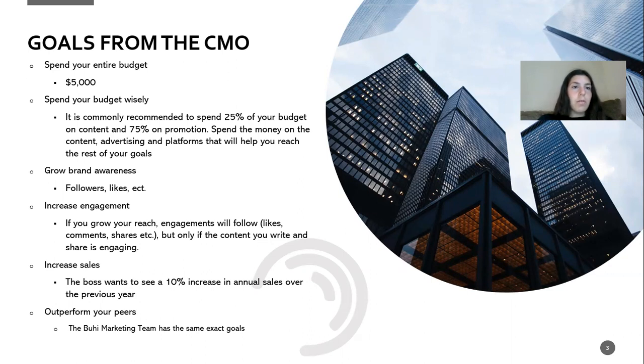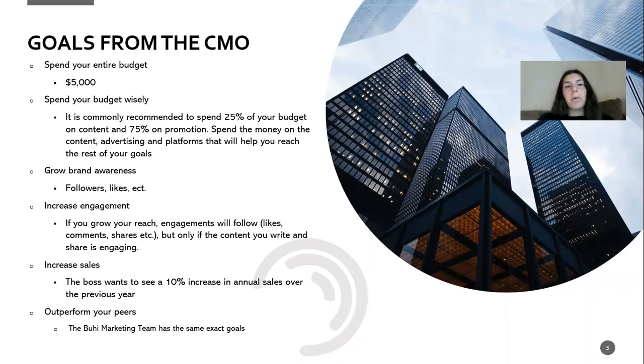Then we were asked to spend our budget wisely, which meant spending 25% of the budget on content and then 75% on promotion of that content. Then to grow brand awareness with that budget, which would be our followers on Instagram, our page likes on Facebook, and then what other platforms, kind of that overall number you see at the top of the profile. And then with those followers and those page likes, our goal is to increase engagement. So when you see an increase in Instagram followers, you also see an increase in Instagram post likes.